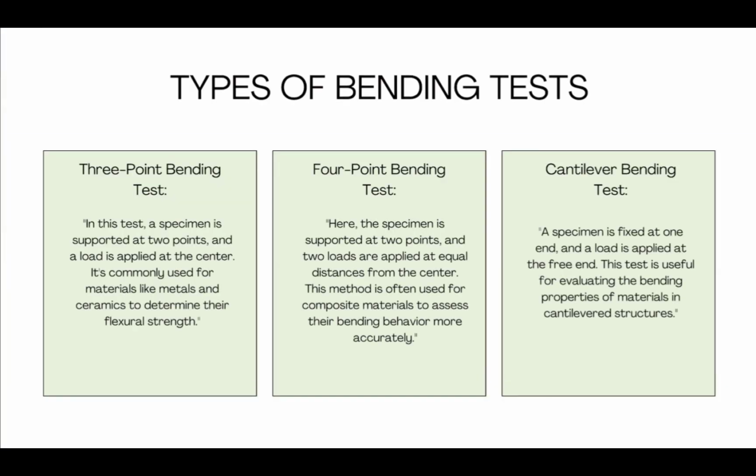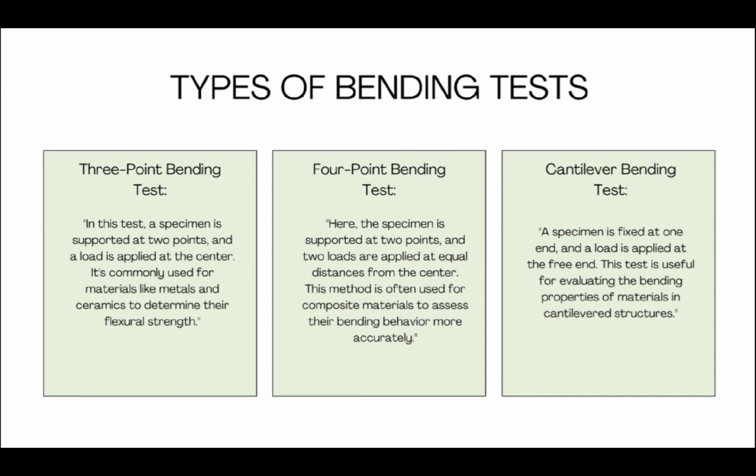Types of bending tests. We have the 3-point bending test, the 4-point bending test, and last but not least, the cantilever bending test. In the 3-point bending test, a specimen is supported at 2 points and load is applied at the center. It's commonly used for materials like metals and ceramics to determine the flexural strength. Secondly, for the 4-point bending test, the specimen is supported at 2 points and 2 loads are applied at equal distances from the center. This method is often used for composite materials to assess their behavior.